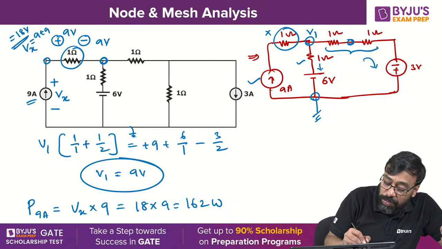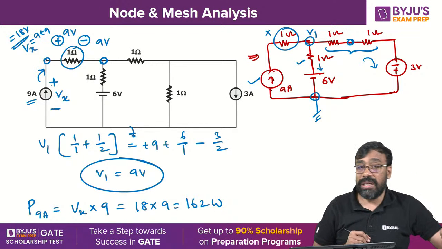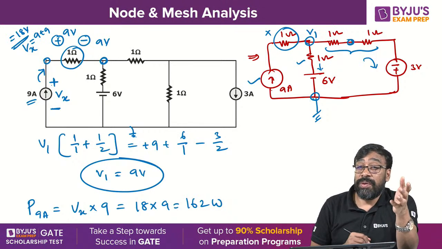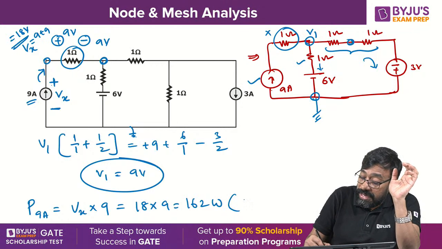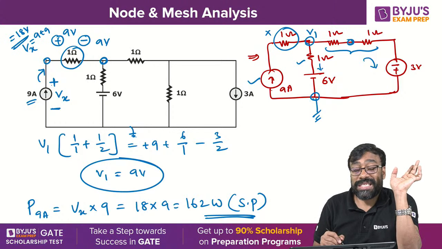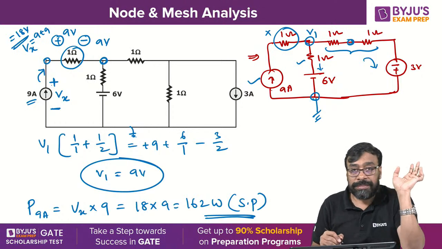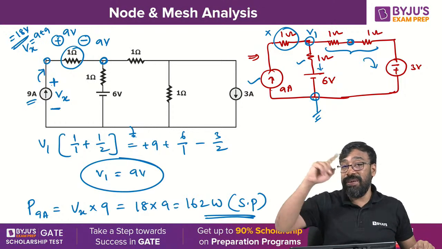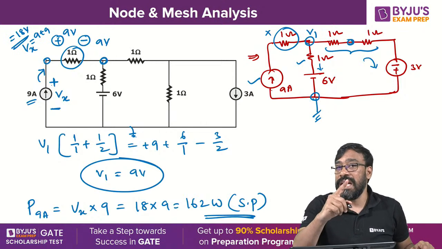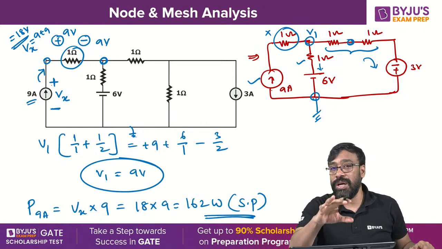But look at the polarities that you got, plus minus. The current is leaving from the positive terminal. Whenever current is leaving from the positive terminal, is it supplied power or absorbed power? Tell me. It is supplied power. You understand, all of you? Whenever current is leaving from the positive terminal, it is supplied power. Whenever current is entering into the positive terminal, it is absorbed power. That means that element is absorbing the power.